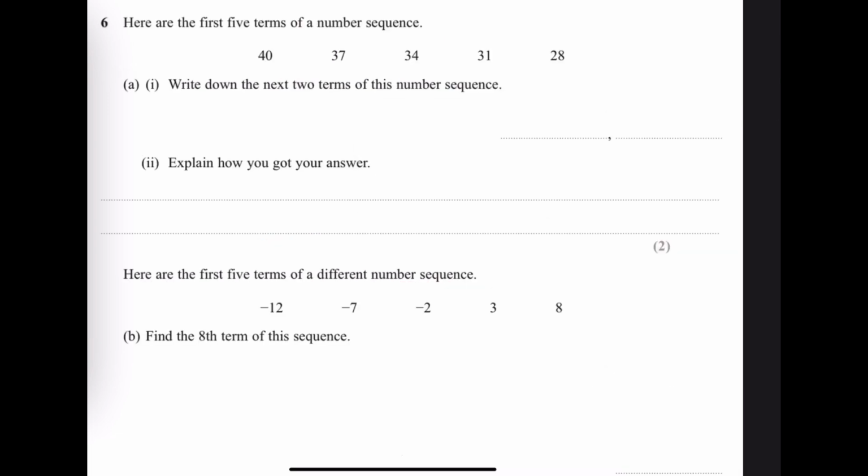Question 6. Here are the first 5 terms in a number sequence. Write down the next 2 terms of this number sequence. We are going to find out what the common difference is between each one of them so that we know how to do it for the rest. So we can just see the difference here. We know here it's minusing by 3. 37 to 34, that is minus 3. 34 to 31, that's minus 3. 31 to 28 is minus 3 as well.